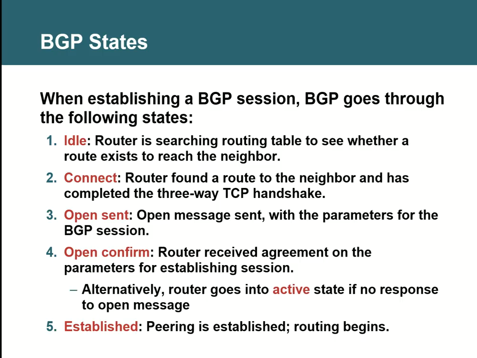When all the necessary parameters sent between both the routers are good and open is confirmed, it leads to established state. The neighbors are now officially neighbors, which is called established state.